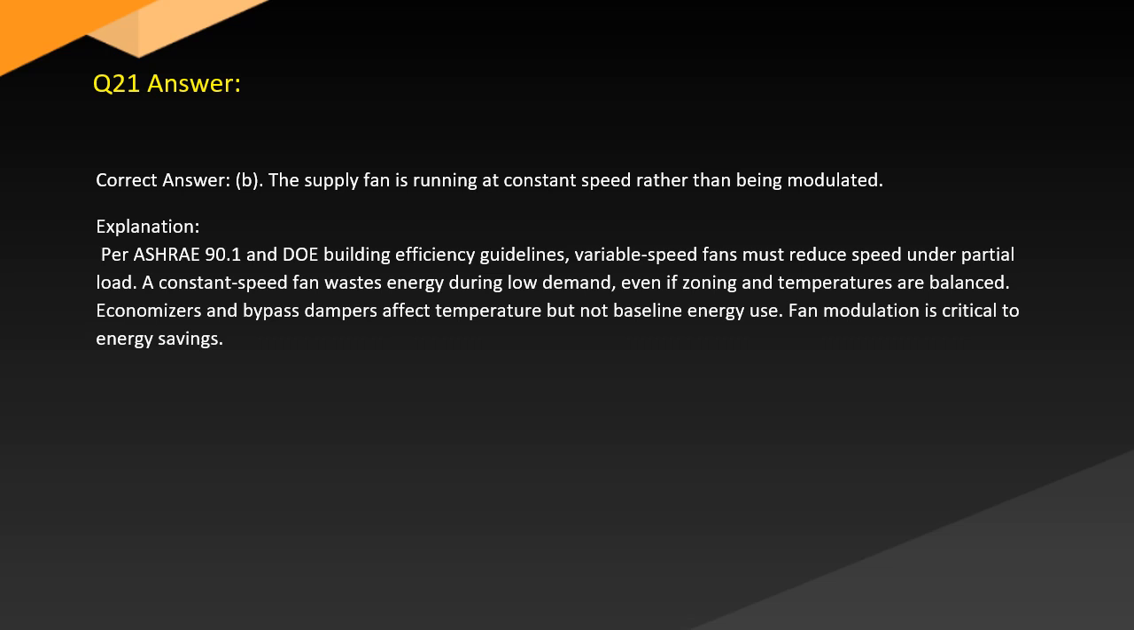Answer. Correct answer: B. The supply fan is running at constant speed rather than being modulated. Explanation. Per ASHRAE 90.1 and DOE building efficiency guidelines, variable speed fans must reduce speed under partial load. A constant speed fan wastes energy during load demand even if zoning and temperatures are balanced. Economizers and bypass dampers affect temperature but not baseline energy use. Fan modulation is critical to energy efficiency.